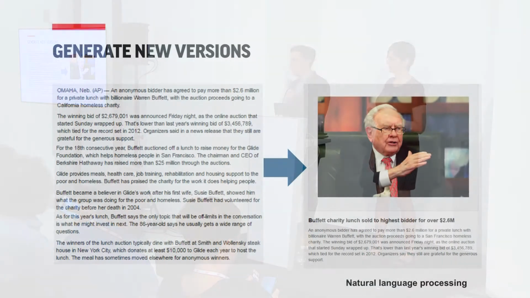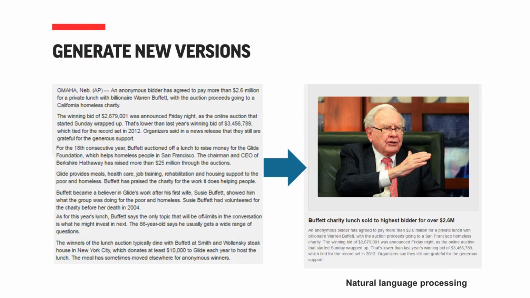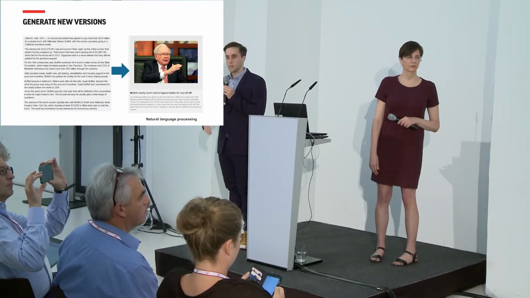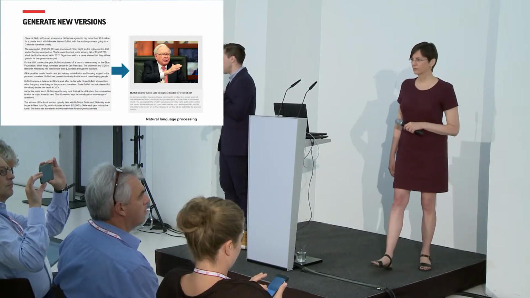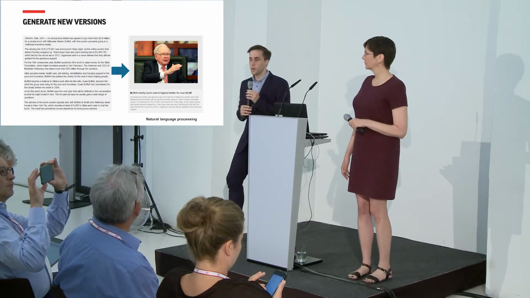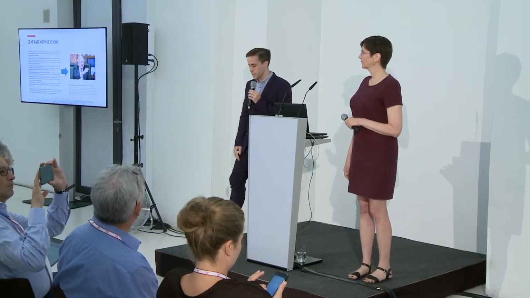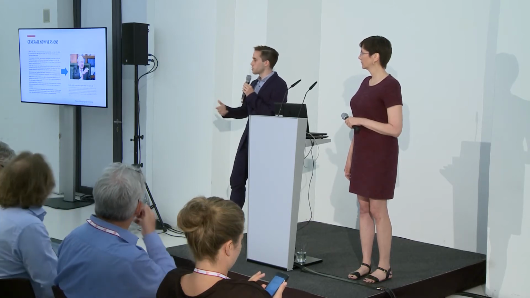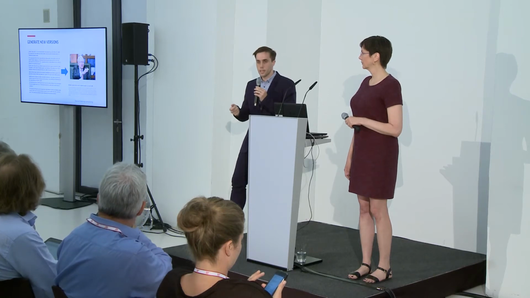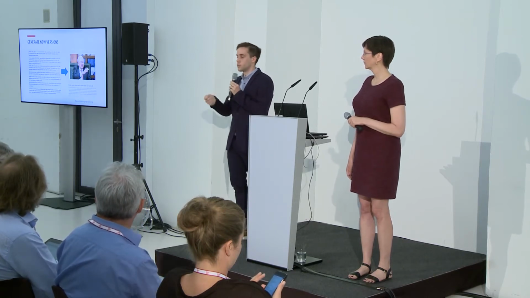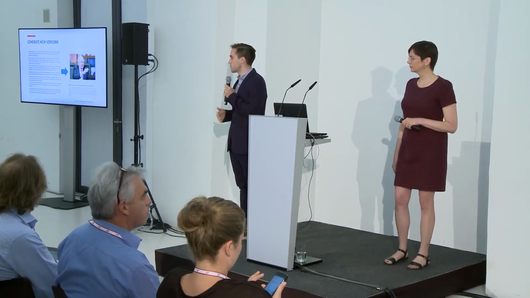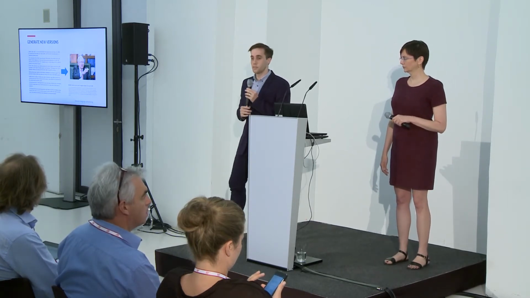The second example has to do with generating new versions. All of us as publishers are on different platforms: mobile, web, voice interfaces. One thing that AP does is spend a lot of time converting print stories, stories that are meant to be read, into broadcast stories, stories that are meant to be spoken on air. And that process takes about 800 hours a week for our journalists to do.